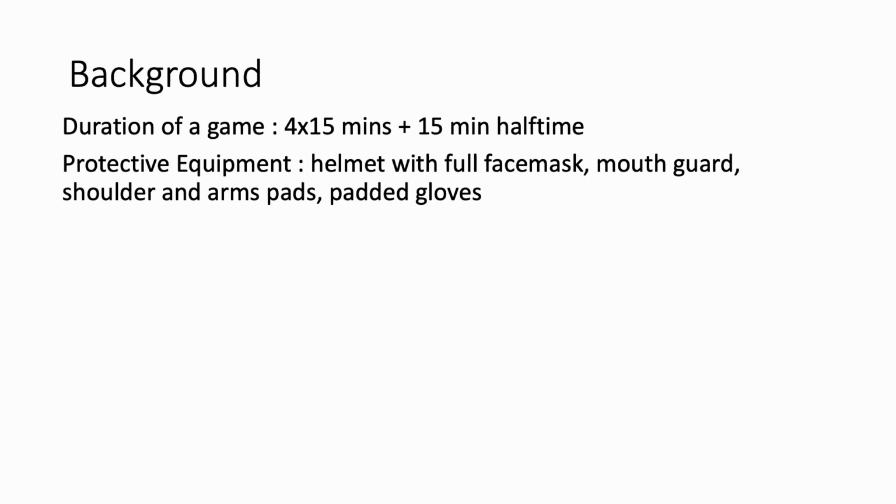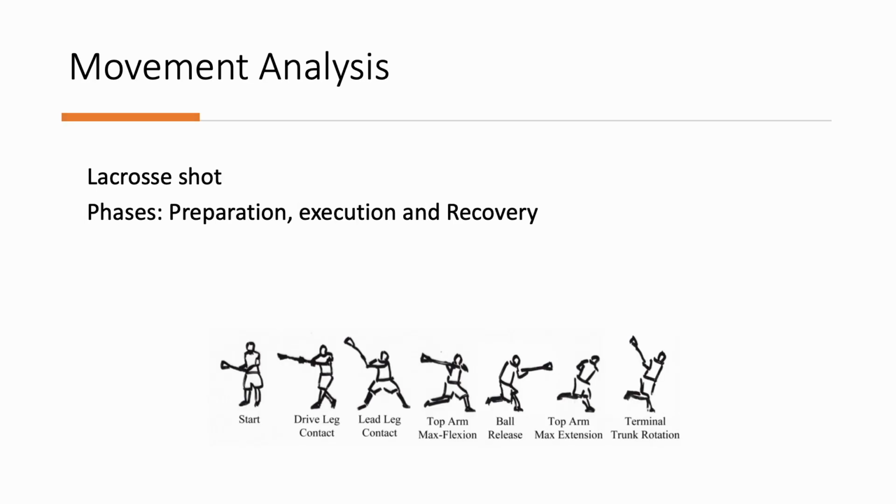So men's lacrosse is played with 10 players per side. The duration of the game is 15 minutes. There are 4 quarters and a 15-minute halftime break. Given the contact nature of the game, players must wear protective equipment such as helmets with full face mask, mouth guard, shoulder and arm pads, and a padded glove.